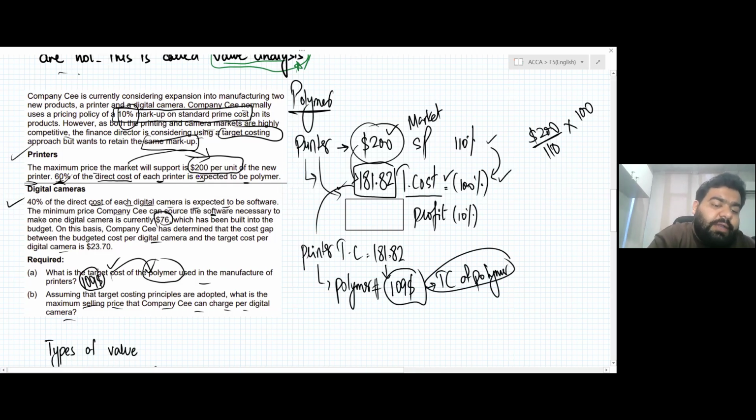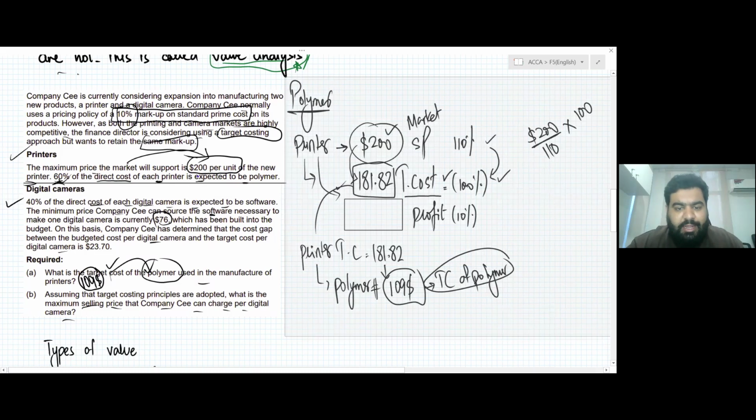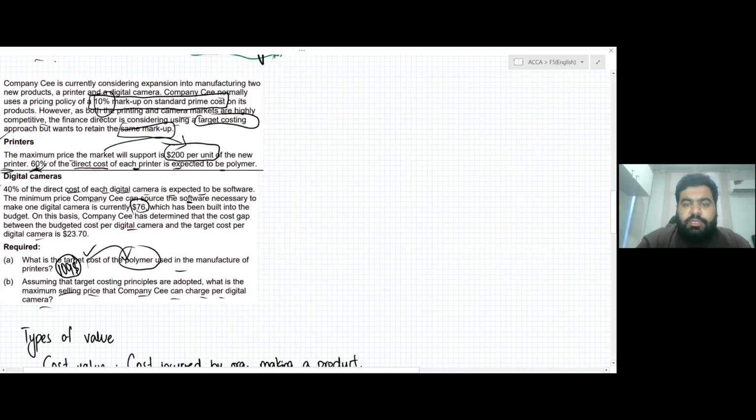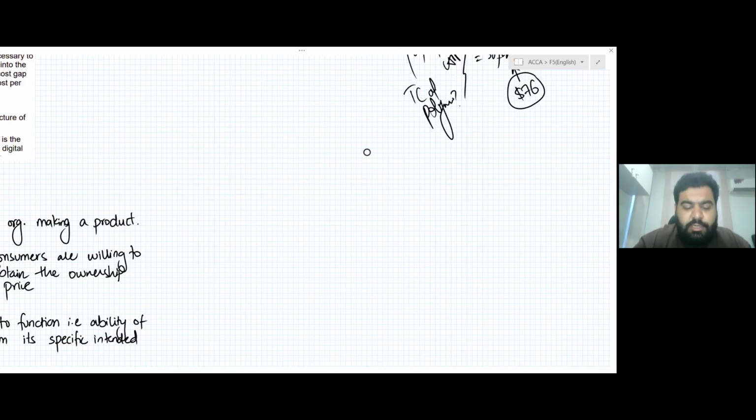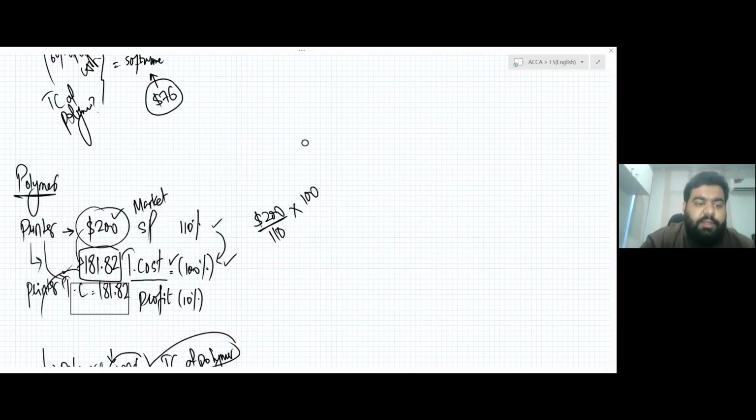$109 is the target cost of polymer. The working I have done is only for printer and polymer. A requirement has been done here, and polymer was the raw material for printer. Understood? Okay, let me take this question aside, and now we'll discuss the second concept. Polymer I'm writing here.